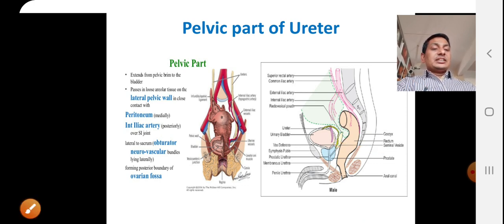Then the intravesical part. The oblique course of the ureter through the bladder wall has a valvular action and prevents regurgitation of urine from the bladder to the ureter.